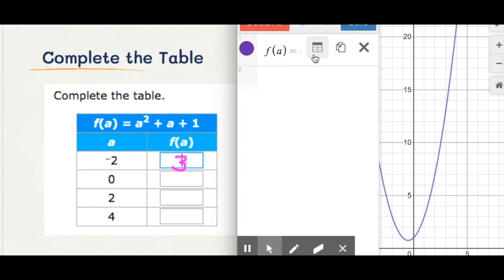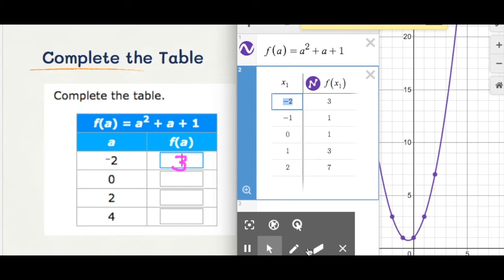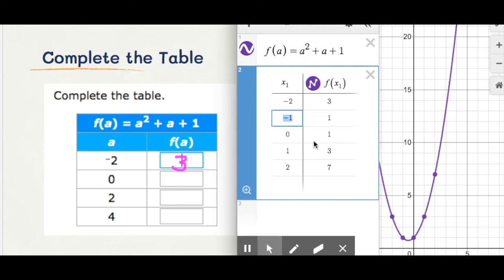Click on that, then click on the table icon. You can fill out that table to get whatever points you need to complete the table for your problem. So we want -2, 0, 2, and 4. We just type those in. We could even put other numbers if we like, or we could just leave it blank, and we will find all the y values, or the f of a.